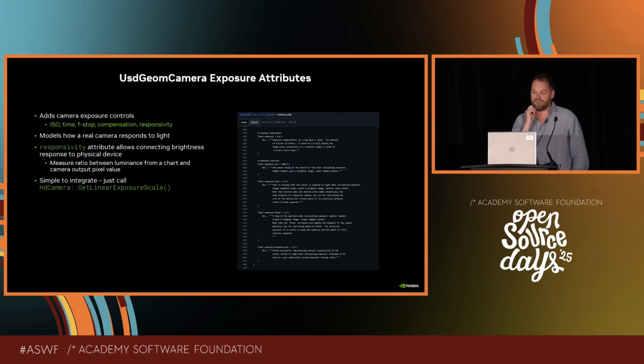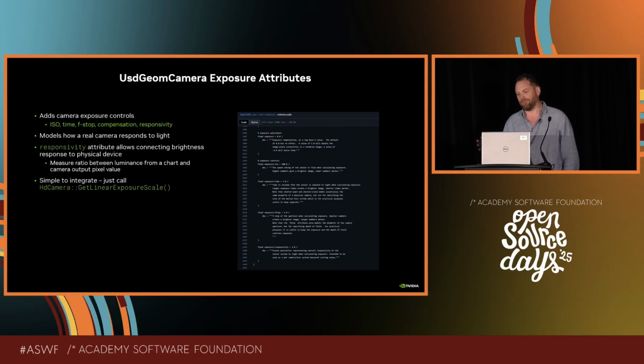So for renderer authors, it's incredibly easy to add support for the exposure attributes to your renderer. We did all the math for you. I mean, it's not much math, but still, trying to be nice. All you need to do is call HdCamera GetLinearExposureScale in your Hydra delegate, and then multiply your pixels by that value, and it all just works.